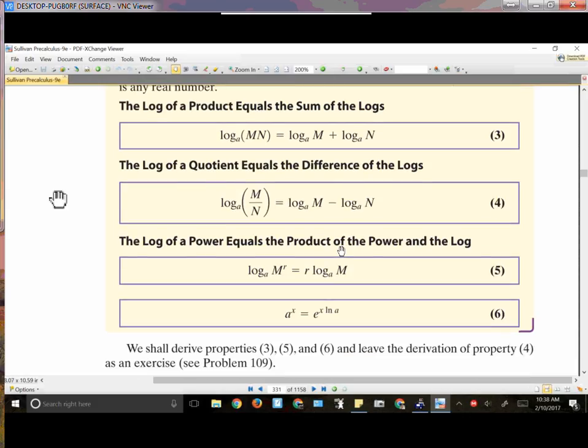These right in here help you deal with multiplication, division, and powers. The big thing is you need to take a look at the problems that you have and see which pattern it fits.